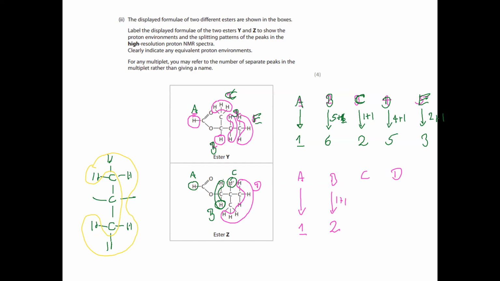If you go for environment C, the adjacent carbons have here 1, 2, 3, 4, 5, 6, here 7 and 8. 8 plus 1 is 9, so 9 subpeaks. If you go for environment D, the adjacent carbon has only 1 hydrogen, so 1 plus 1 is a doublet. So we have 4 peaks. This is the splitting pattern. Now let's go for our answer and see.